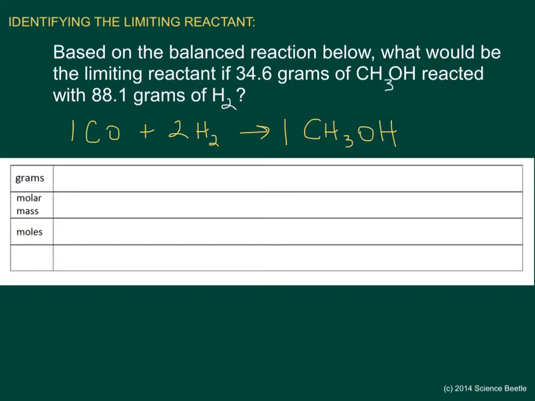Okay, so we have the problem here. The question reads as follows. Based on the balanced reaction below, what would be the limiting reactant if 34.6 grams of CH3OH reacted with 88.1 grams of hydrogen? What we've got to do first is set up our table. I've already got the table drawn here for you. All you need to do is fill it in.